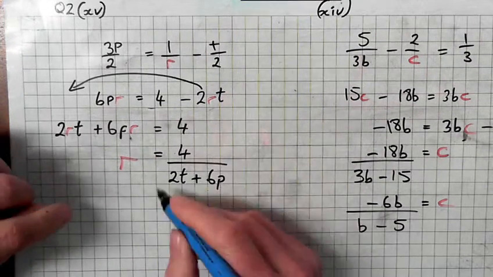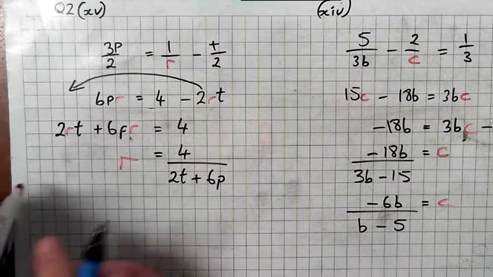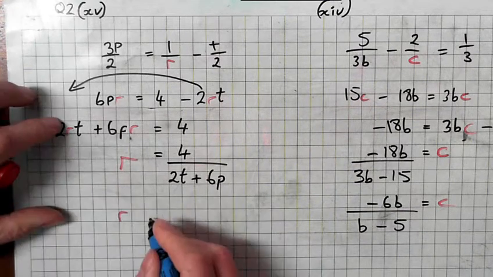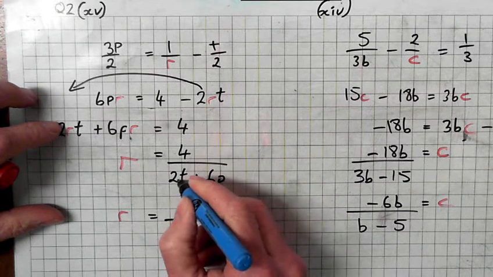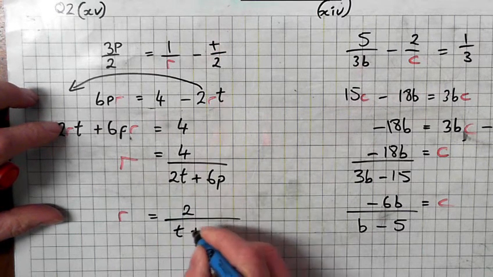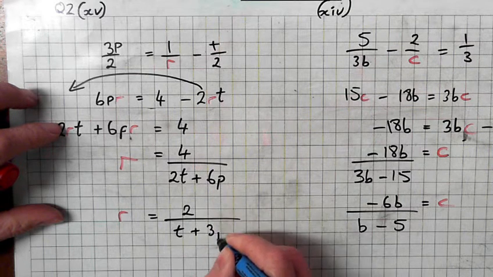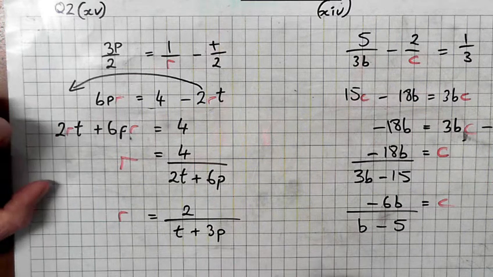What number will divide into all of those? To tidy it up, number 2. 2 into 4 goes twice. 2 into 2 goes once, that's 1t. 2 into 6 goes 3 times, 3p. So I can tidy up at the end.